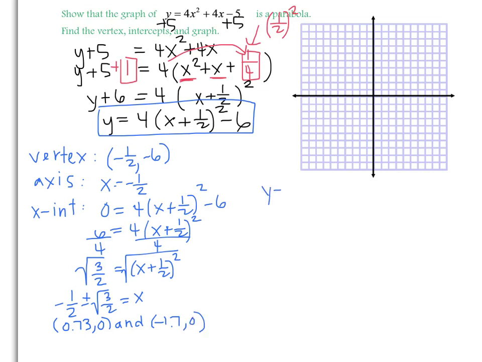Finally, get your y-intercept. That's just making your x equal to 0. So you're going to get y equals 4 times 0 plus 1/2 squared minus 6. So in that case, you'll get negative 5. So you have the point 0, negative 5. Alright, let's throw this all on the graph and then pick some extra points that we want.